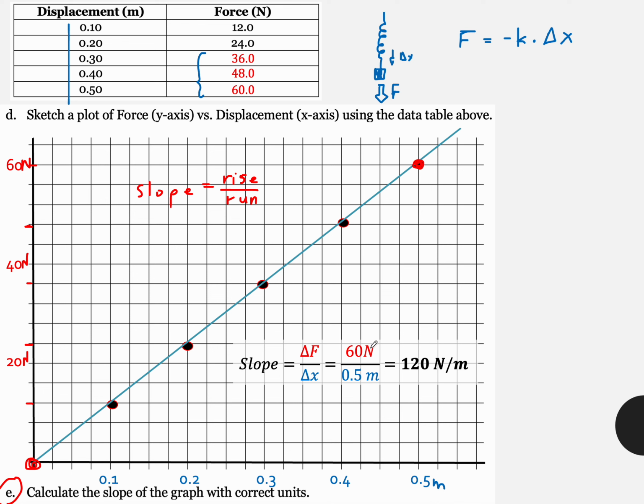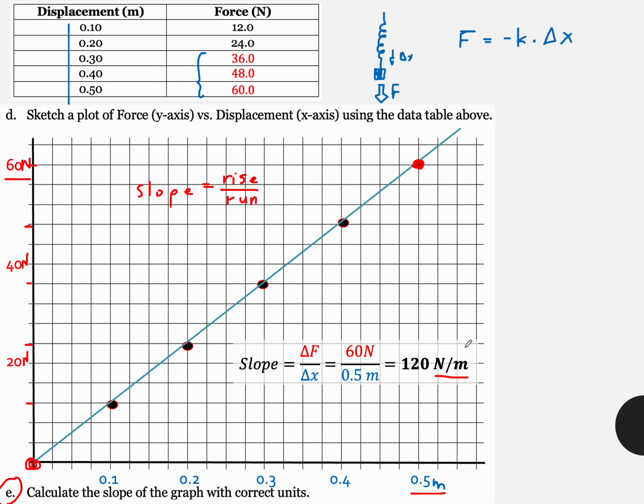It goes up 60 newtons in the 0.5 meters that I'm working over. And so what's the slope? Well, 60 divided by 0.5 is 120, and then we have newtons over meters, and so that's our unit. So what's the slope of this graph? It's 120 newtons per meter.